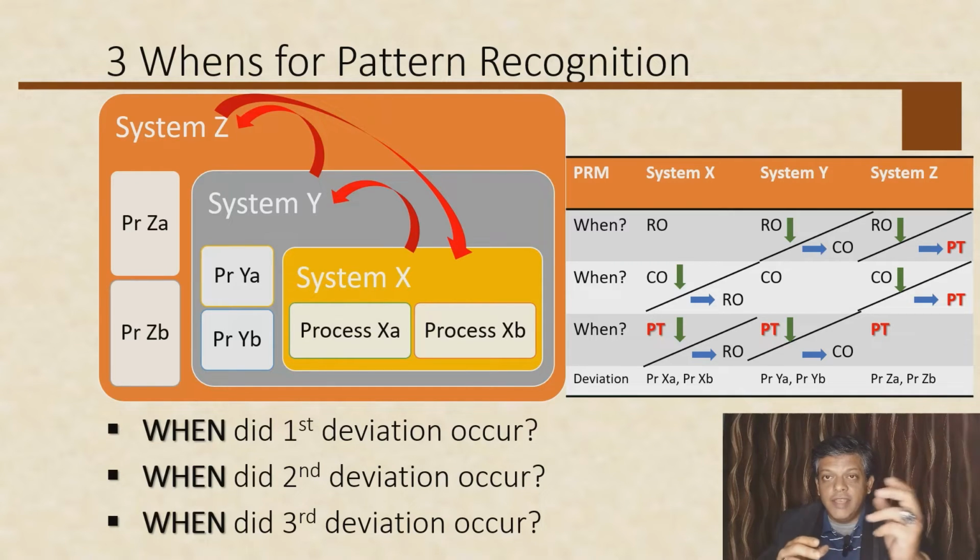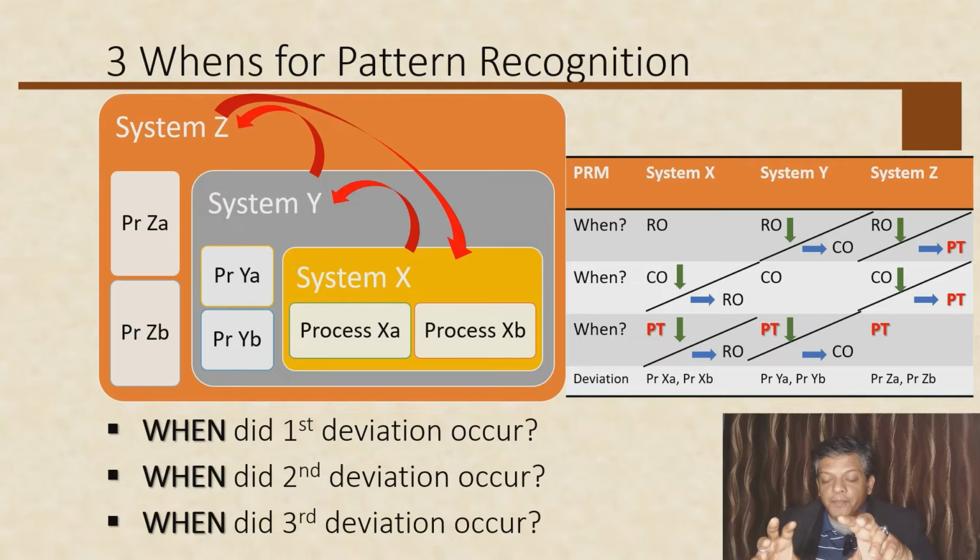So whenever there's a deviation, you need to identify when did the first deviation occur. Then go ahead and ask the second when. That is, when did the second deviation occur? Likewise, last but not the least, the third time you have to ask this when again. When did the third deviation occur?